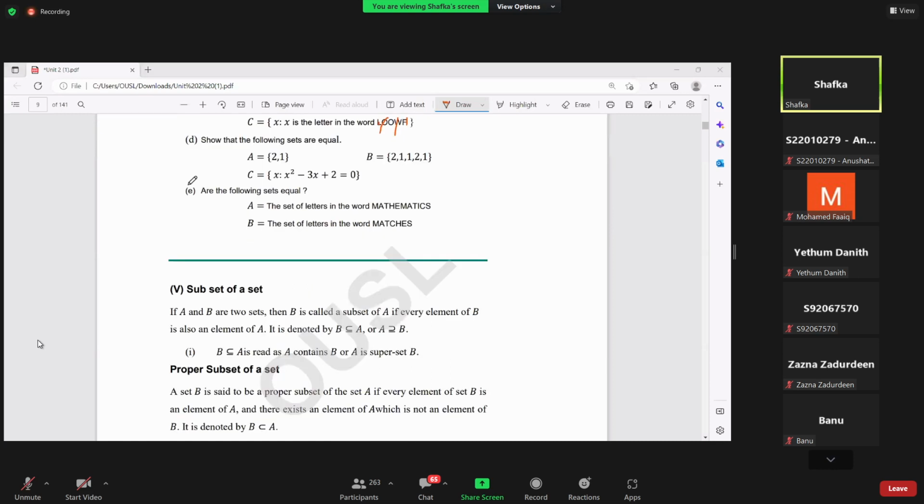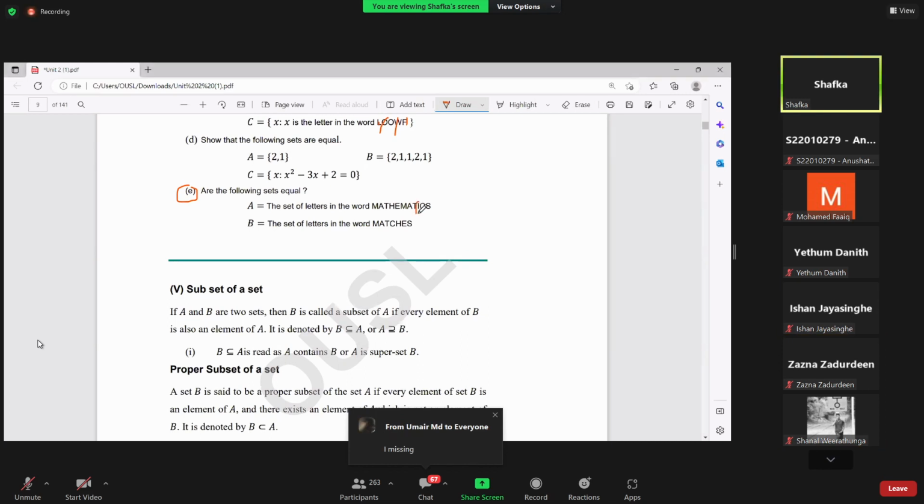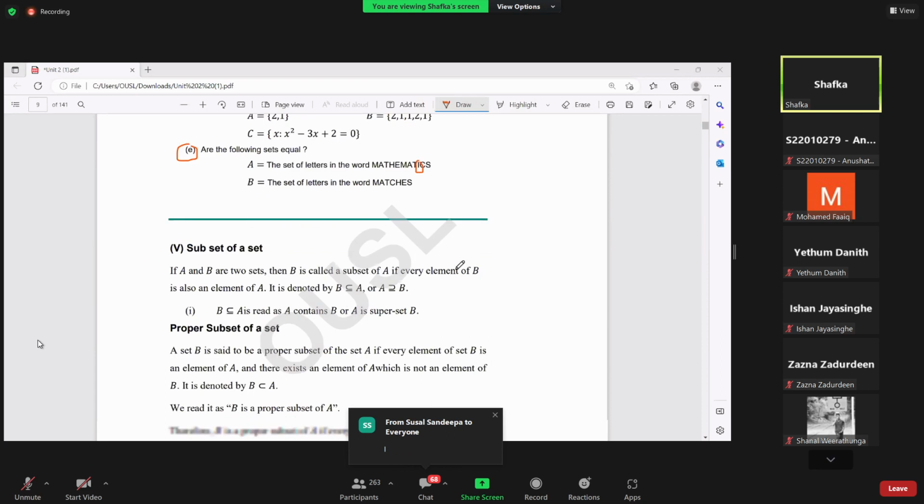What about this? Are they equal? No, ma'am. Why? Because of this character I. The set B doesn't contain I. So these are not equal sets.